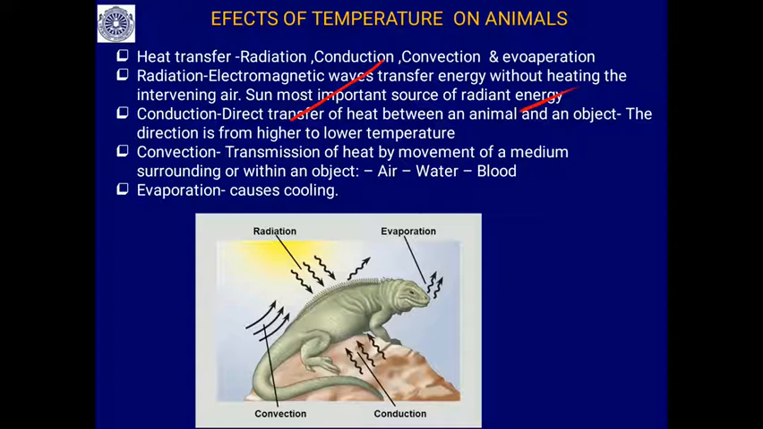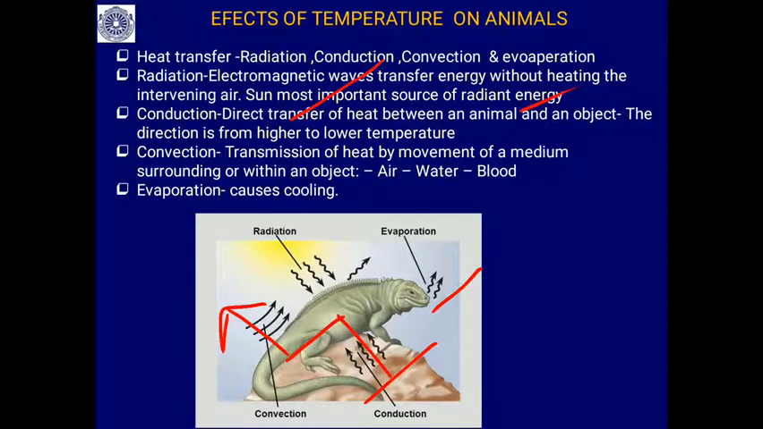Conduction is the direct transfer of heat from an object. For example, when this animal is on a rock, the heat transfer is directly by contact. That's conduction. Convection is the transmission of heat by movement of a medium. From the animal, heat is released through convection during breathing to the air, to the water, and likewise to the blood.